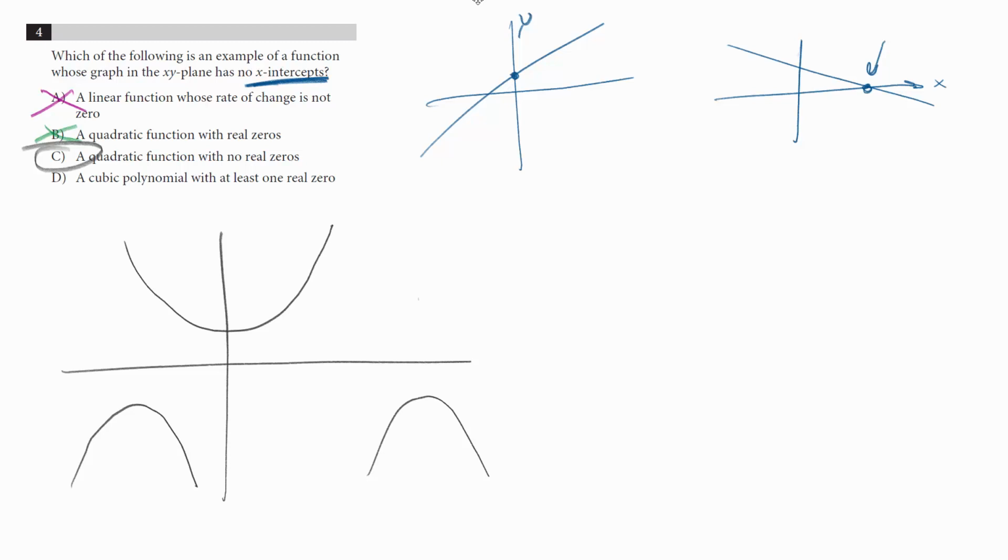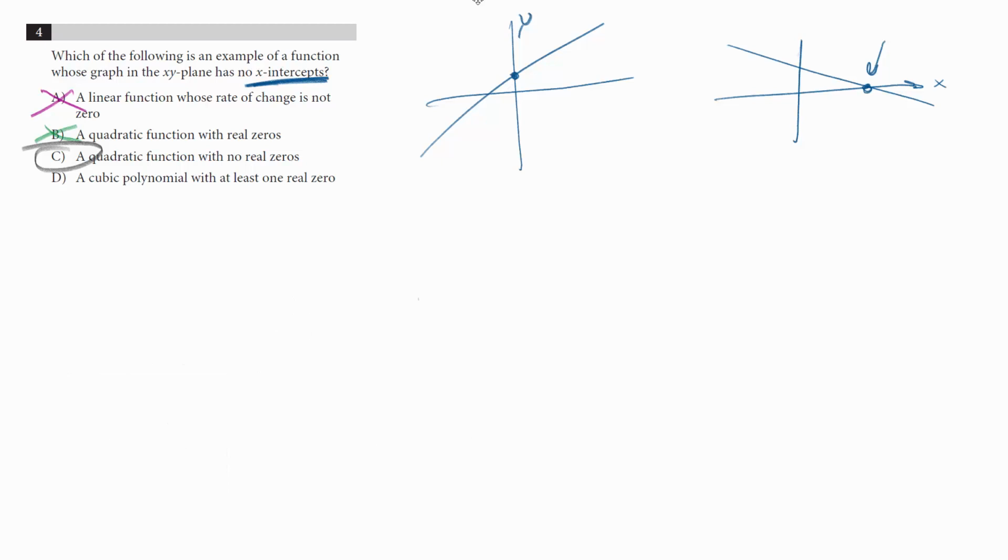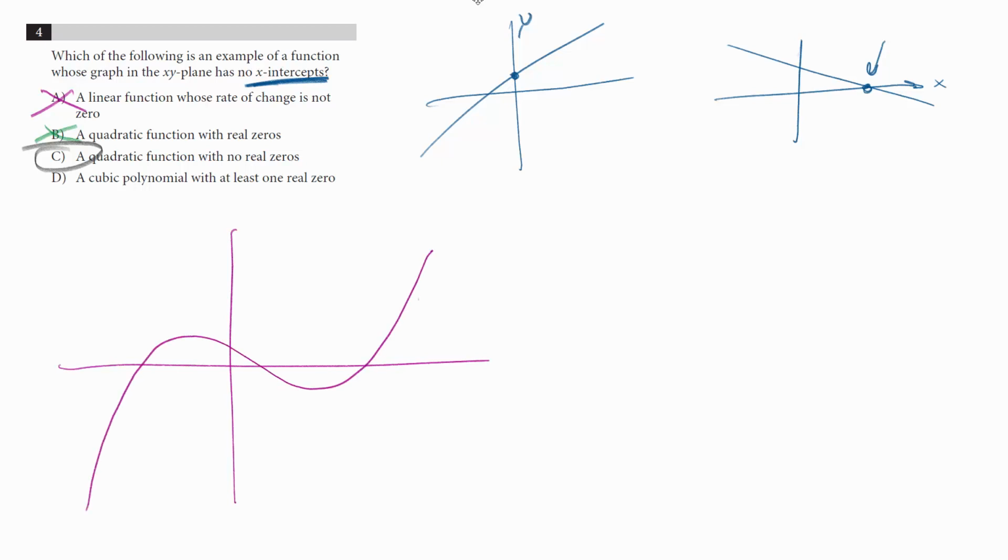But what's a cubic polynomial with at least one real zero? Well, if it has one real zero, that means it touches the x-intercept. A cubic sometimes looks like this, or it can look like this. That's a really funky looking cubic, but pretend it's a cubic. All cubics have at least one real zero, so D is not it. C is our answer.